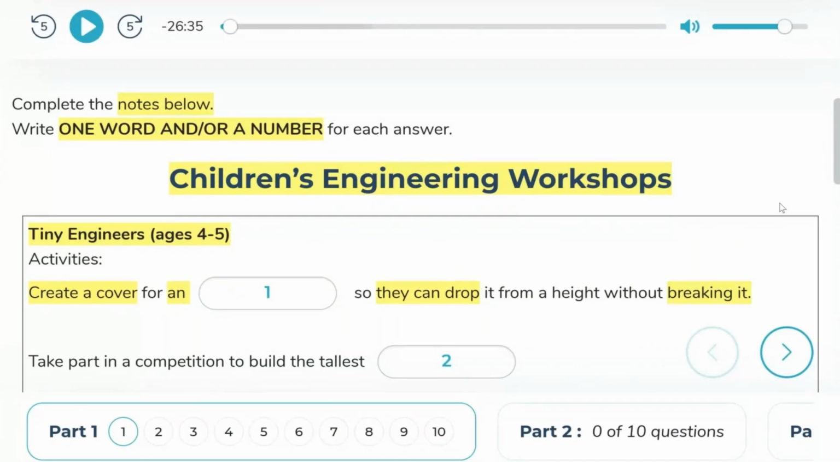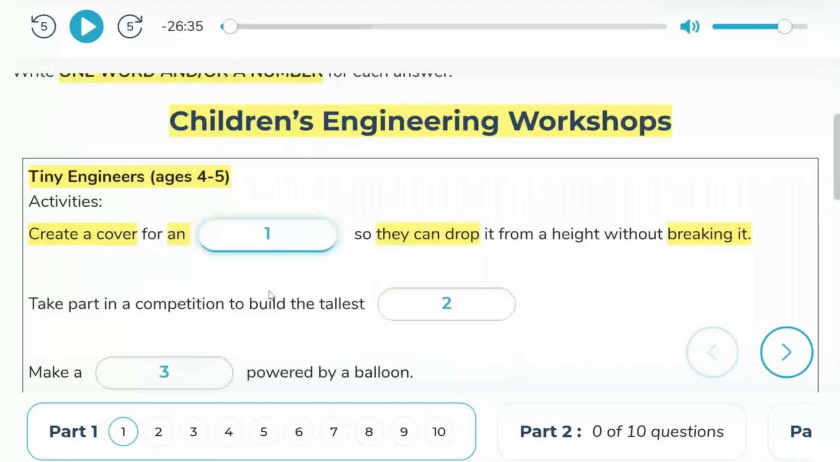Right. All right, so what is the answer? Come on, type your answers, please. Type your answers. Well done. So, a cover that goes round an. Good. The correct answer for this is egg.